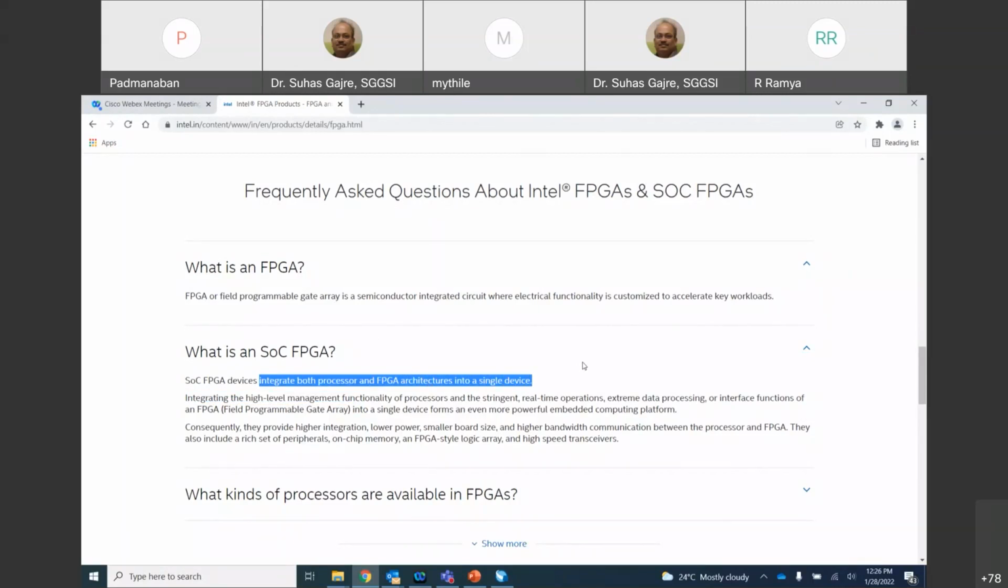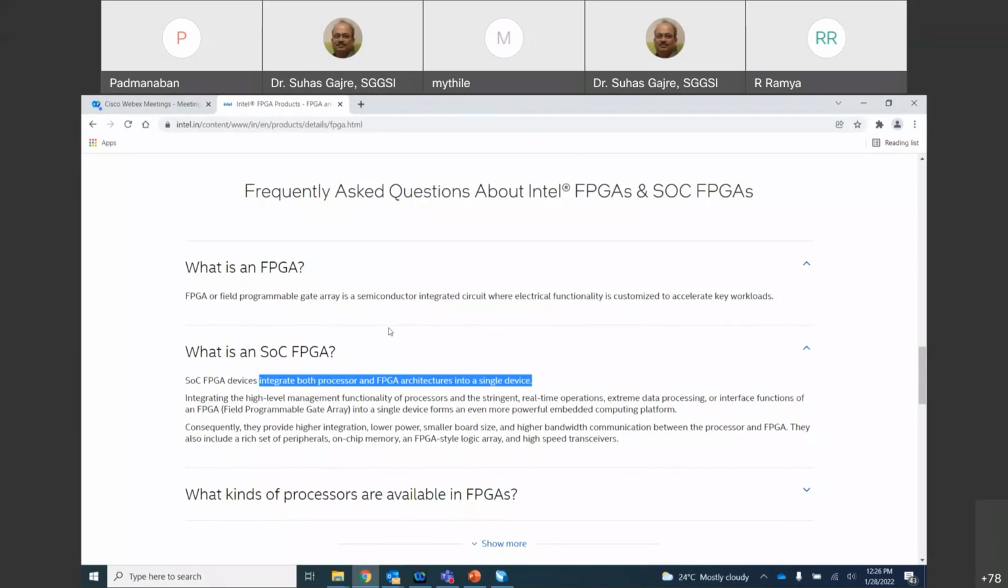How do we integrate them? Integrating the high-level management functionality of these processors, and then there are some real-time operations that could be done. So how could that be possible? Let us understand that here. Okay. So what is the advantage of having both processor and FPGA in a single device? That's what your question may be. If I want to integrate both processor and FPGA in a single device, what advantages are we getting?